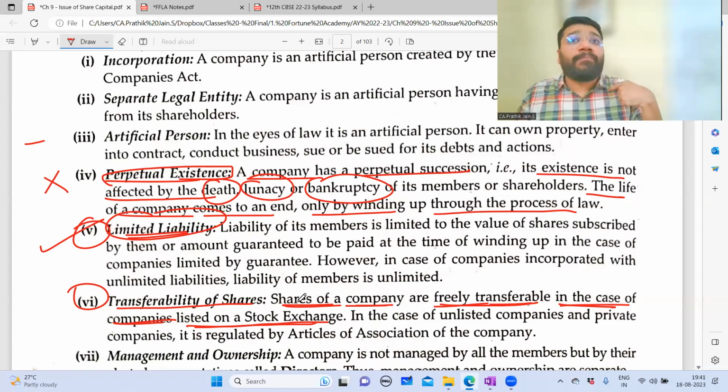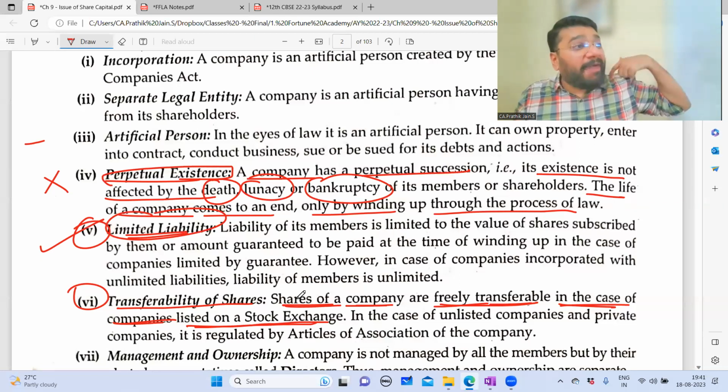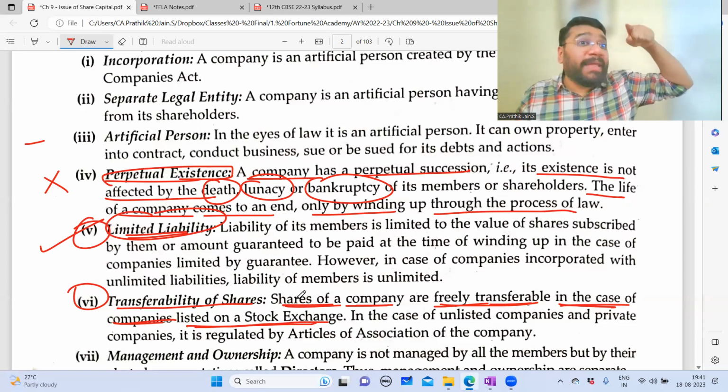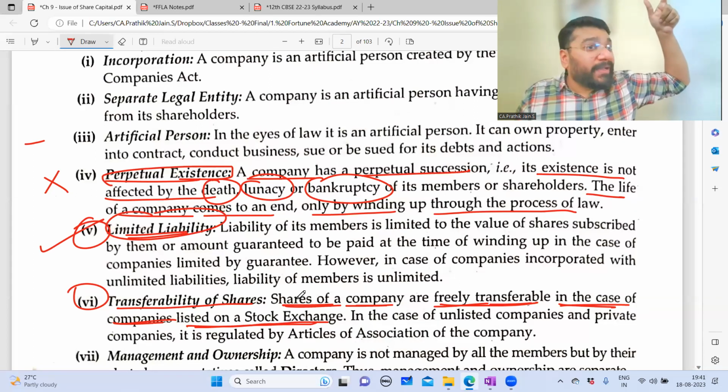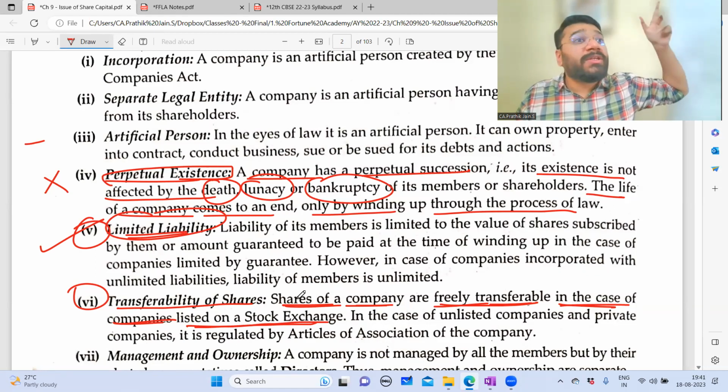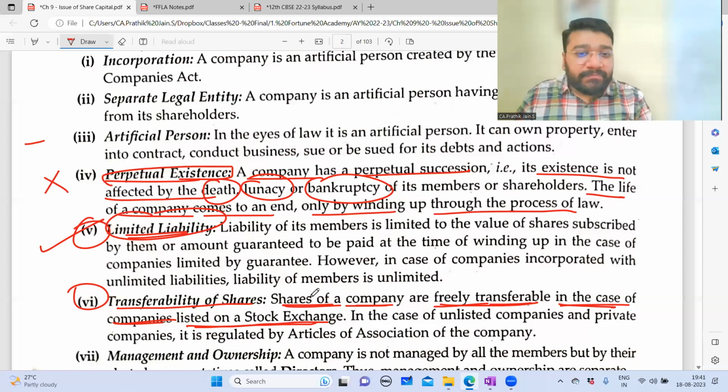So if FFLA wants to have its shares in the market for trading purposes, then I have to register as a public limited company. Then I have to list the shares in the stock exchange. Then only can they be traded, and then they can buy and sell the shares of FFLA on the stock exchange between the public.